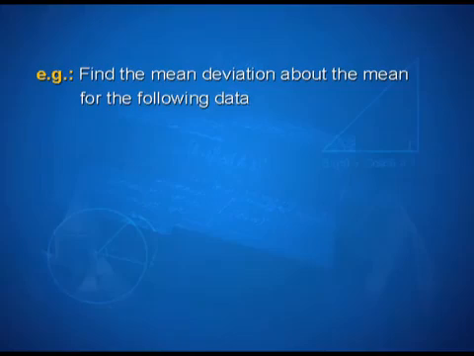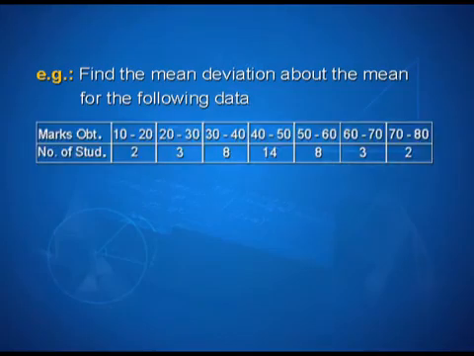Let us take up an example. Find out the mean deviation about the mean for the following data. Marks obtained and number of students are the two columns. Marks obtained are ranging between 10 to 20, 20 to 30, 30 to 40, 40 to 50, 50 to 60, 60 to 70, 70 to 80. Number of students correspondingly are 2, 3, 8, 14, 8, 3 and 2.